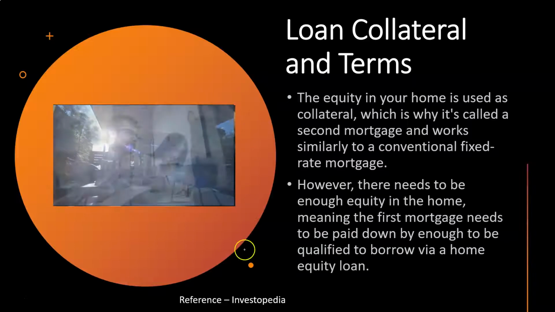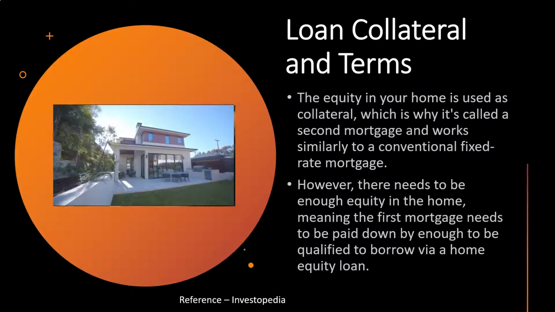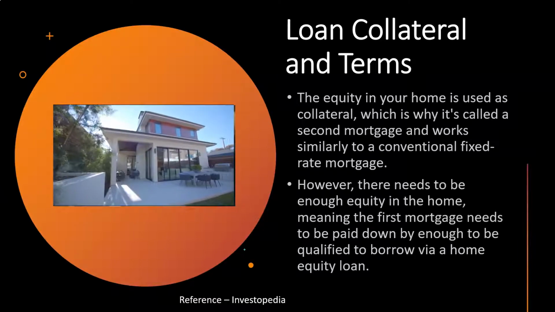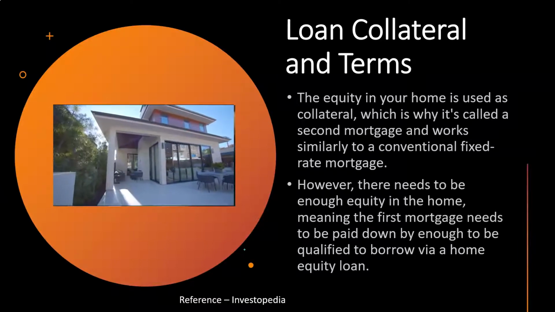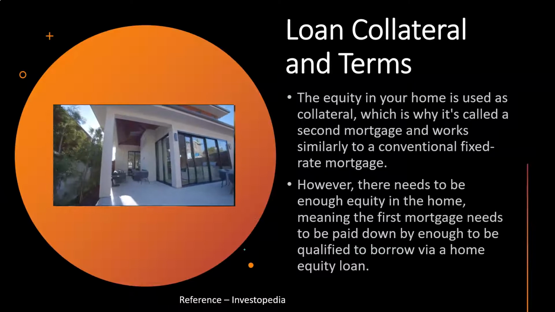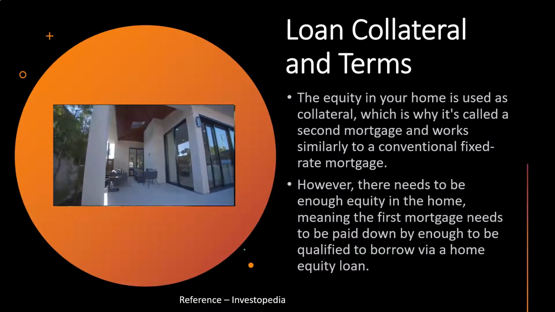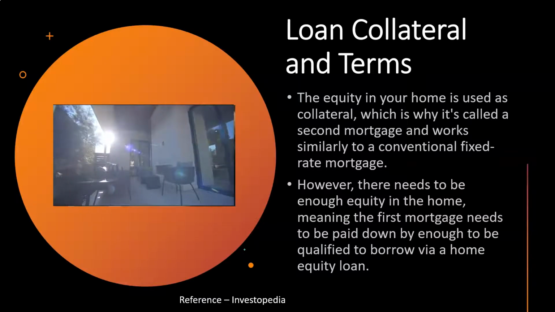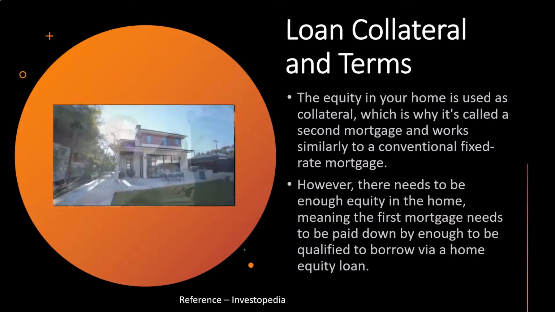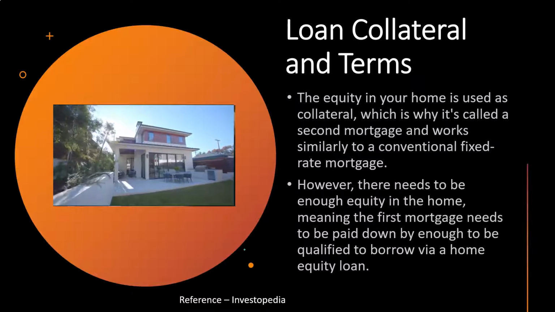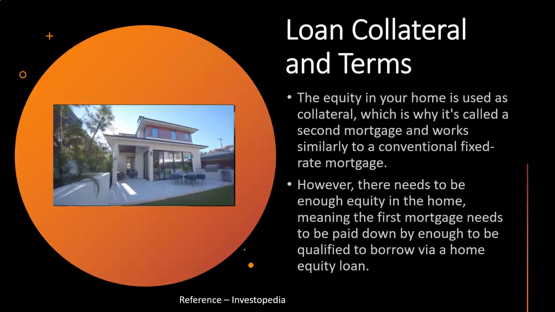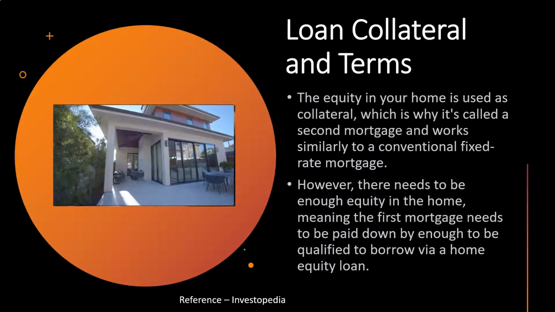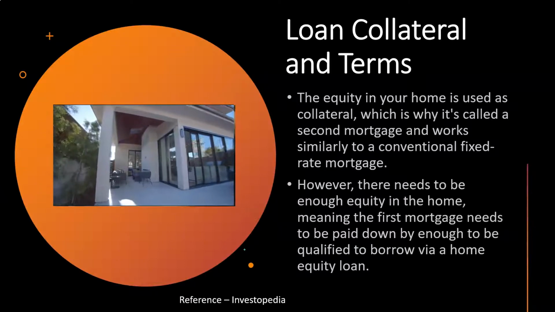However, there needs to be enough equity in the home, meaning the first mortgage needs to be paid down by enough to qualify for the borrower via a home equity loan. So generally, if you're taking out the second loan, they don't have the primary interest in the event that there's default on the payments. And so they're going to want enough equity in the home so that if you were to default and they sold the home and then paid off the first loan, they would still have enough equity in the home to pay them off, possibly even if there's a decline in the market.